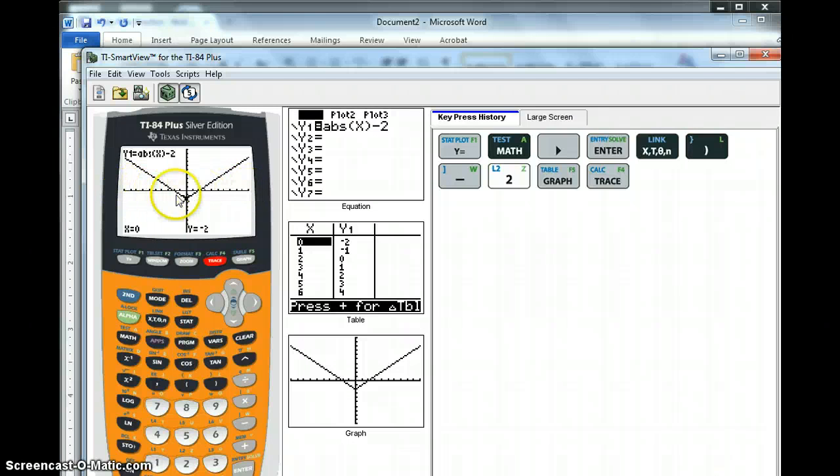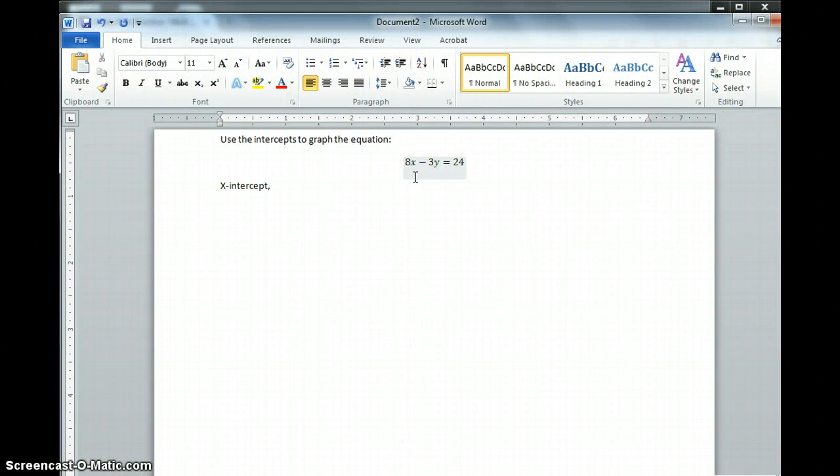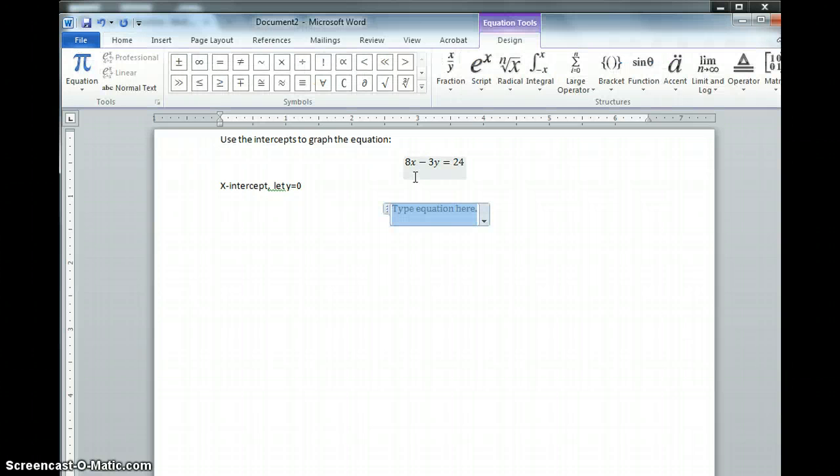Since on the x-axis we haven't gone up or down at all, to figure out where this graph crosses the x-axis, you say let y equals 0. Again, you haven't gone up or down at all, so we know y is going to be 0 on the x-intercept. When I plug that value in, we get 8x minus 3 times 0 equals 24.